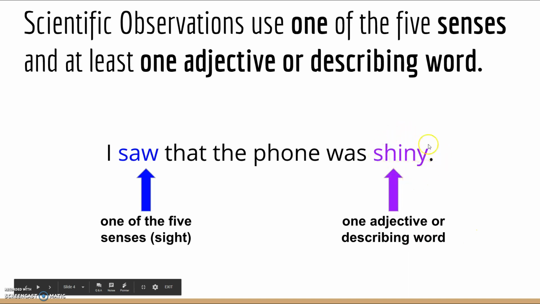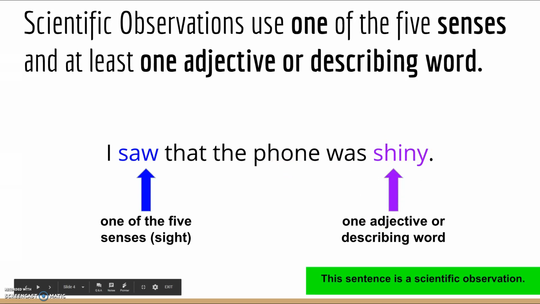So we can see that this is an adjective. It's describing, the shiny is describing the phone. So we have sight, I saw, that's one of the 5 senses. And then we have a describing word. We saw the phone, but we didn't just see it. We saw that it was shiny. Okay, let's move on. So this sentence is a scientific observation.